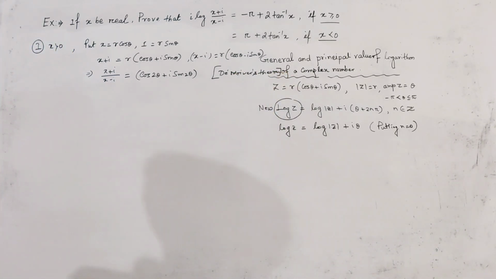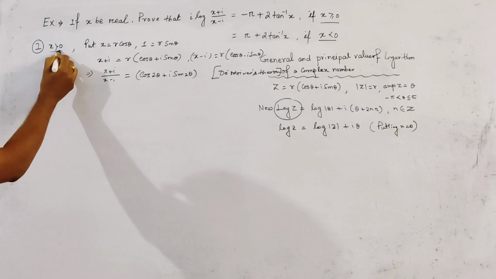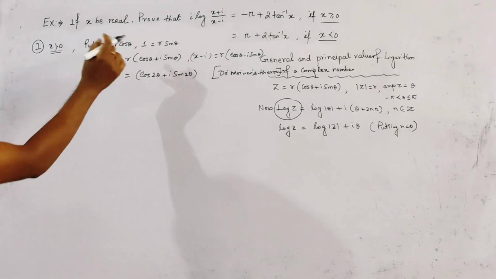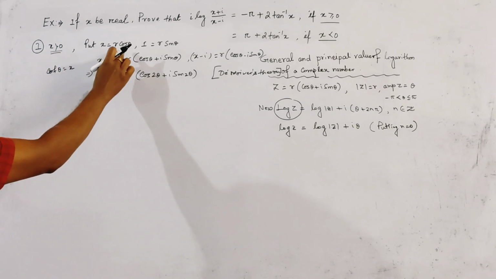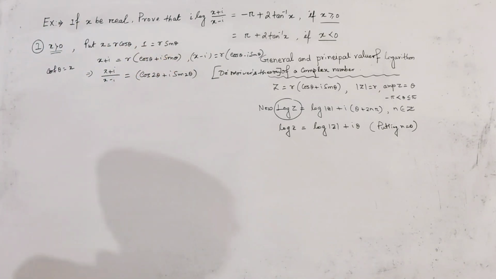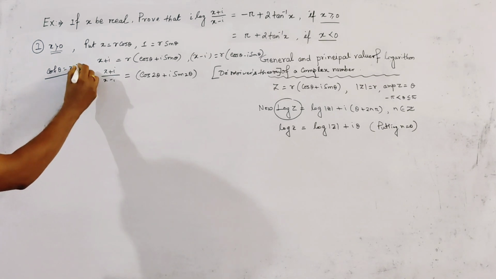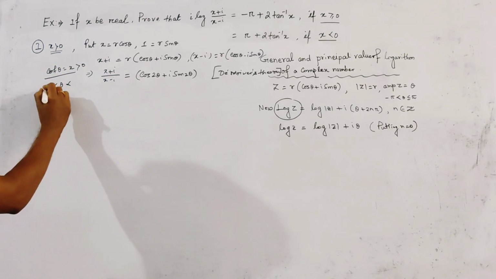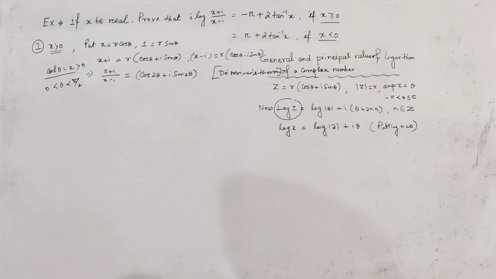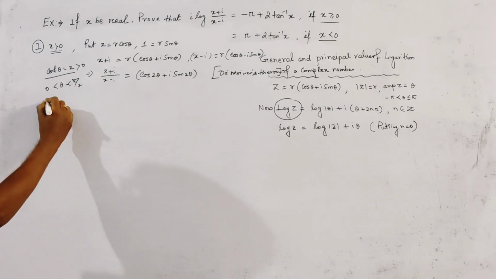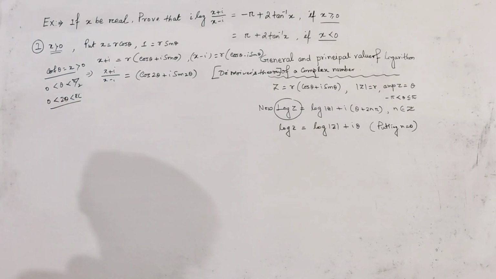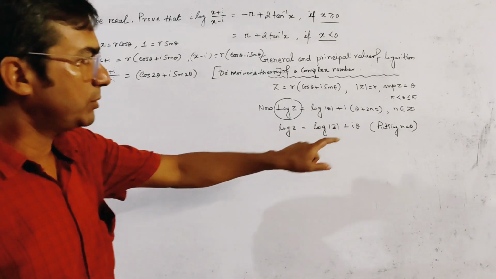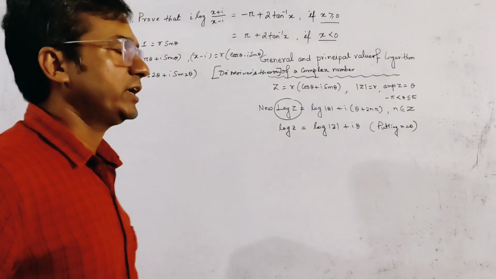Since x is greater than 0, from this relation we get cot θ = x, because cos θ by sin θ is equal to x. And clearly this is greater than 0, so θ lies between 0 and π/2. Since θ lies between 0 and π/2, we can write 0 < 2θ < π, and this is in the range of the principal amplitude, −π to π.